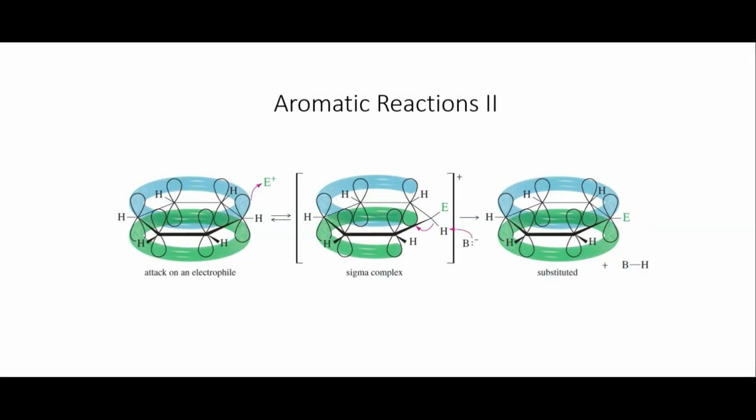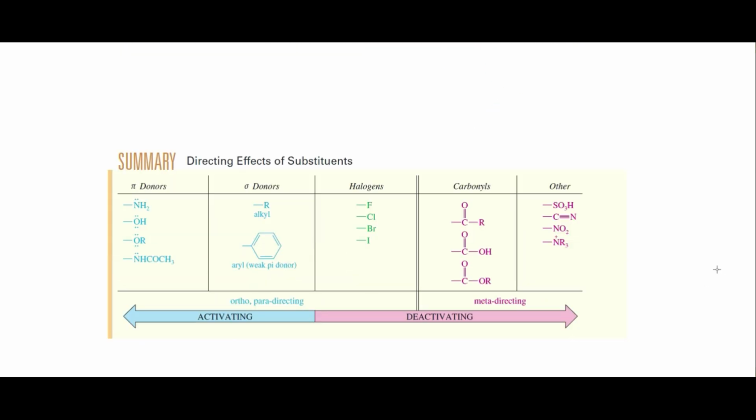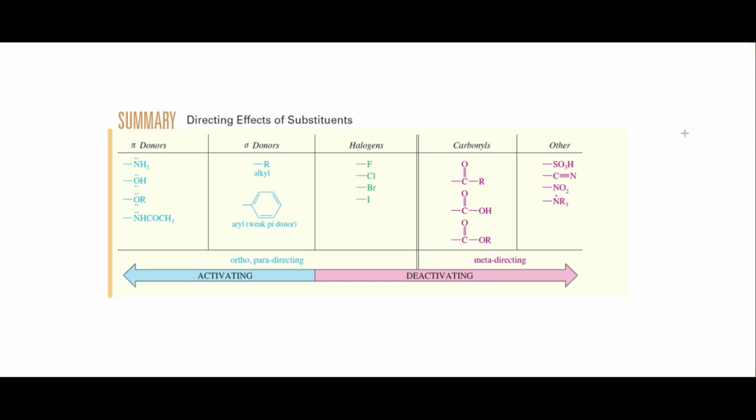In this video, we are going to continue talking about electrophilic aromatic substitution reactions on aromatic rings. But in this video and in the next few, we'll be talking about what happens when we have some kind of substituent on our aromatic ring. There are different effects based on what type of substituent it is. So we have this table here that summarizes it.